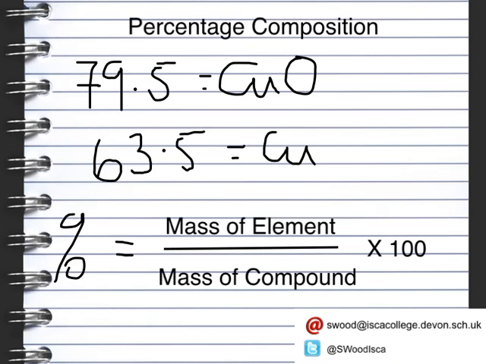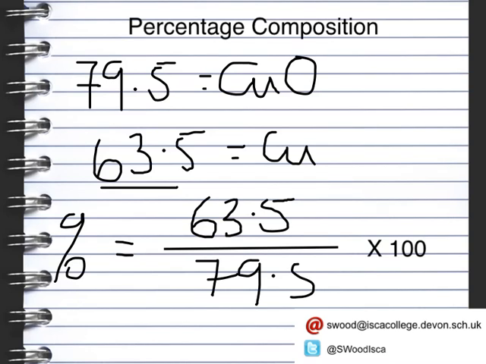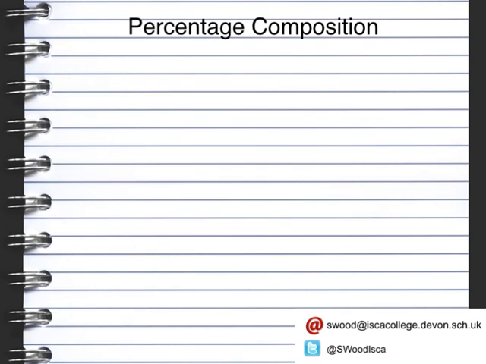So if we substitute these in, okay, so the mass of the element for copper here is 63.5. The mass of the compound is 79.5, which gives us a percentage of 79.9% copper. Okay, so we'll have another look at another example. In fact, I think we'll do a couple of examples.